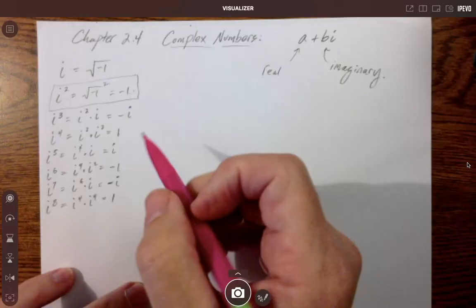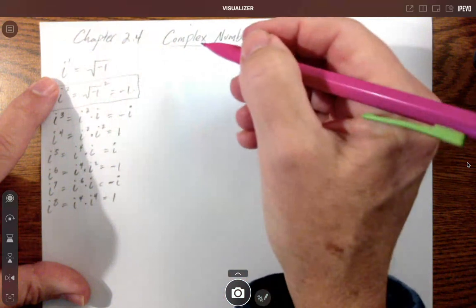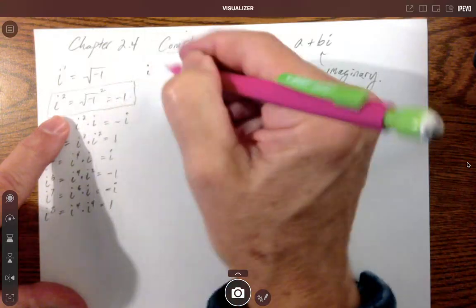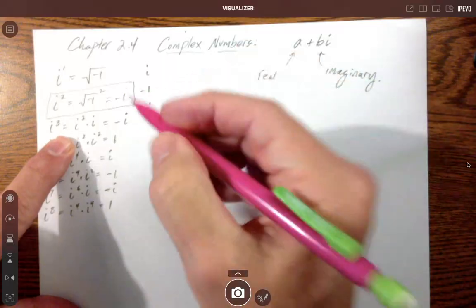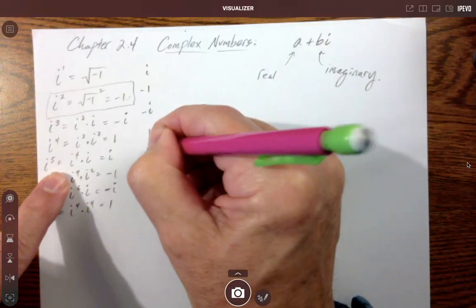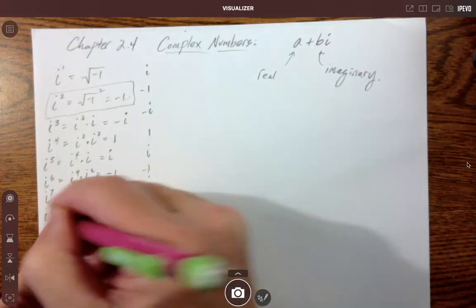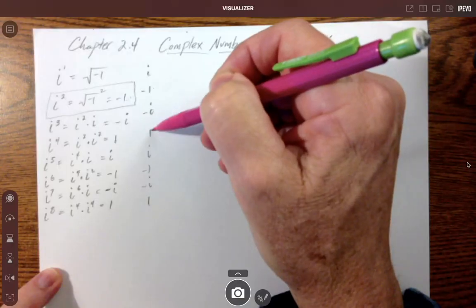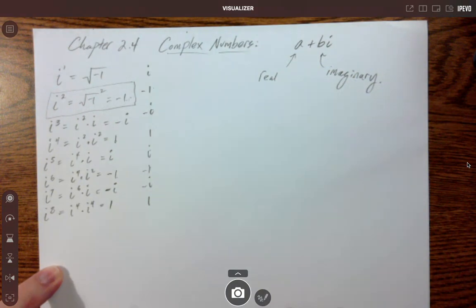All right, so you see this pattern. We start off with i, so i to the 1 power is i. I to the second power is -1. I to the third power is -i. I to the fourth power is 1. I to the fifth power is i. I to the sixth power is -1. I to the seventh power is -i. I to the eighth power is 1. And you see this pattern: i, -1, -i, 1. And it'll keep doing that.